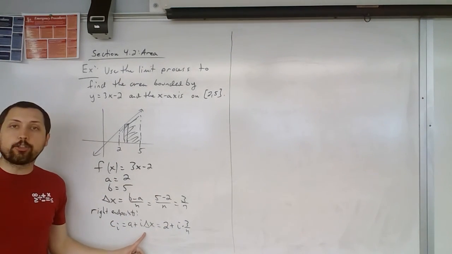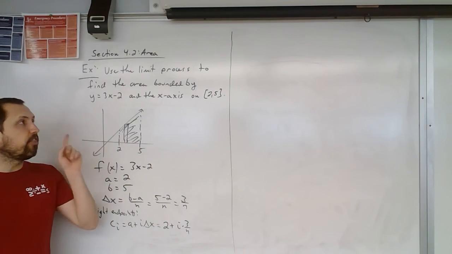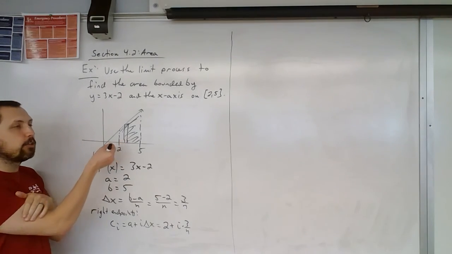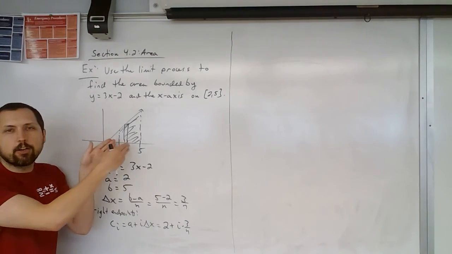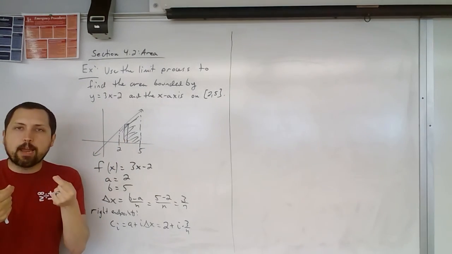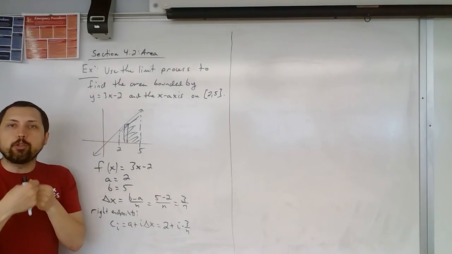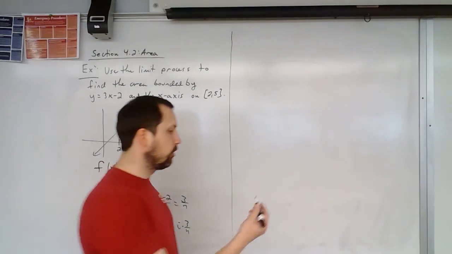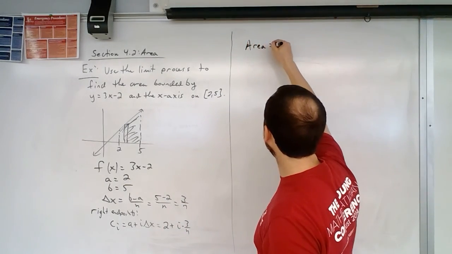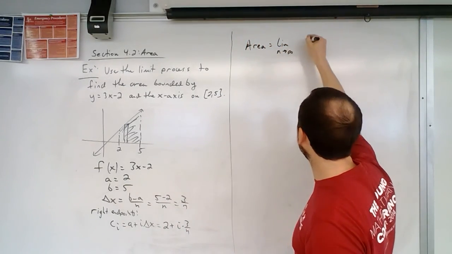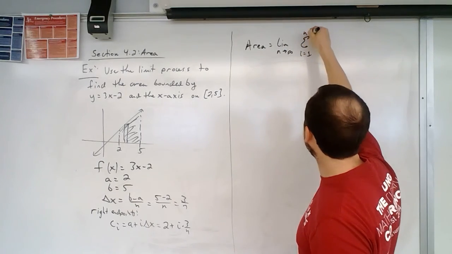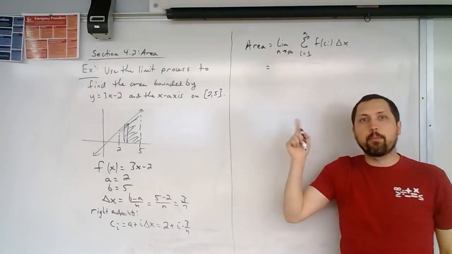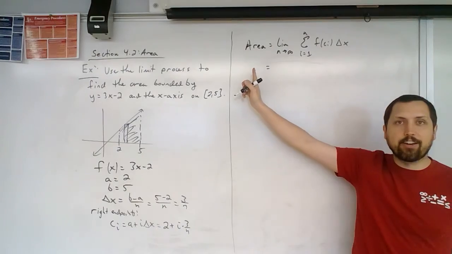As a note, you can choose left or right endpoints. Theoretically, nothing is going to change with this, because once our rectangles become infinitesimally small and there's an infinite number of them, the left and the right endpoint are basically the same value. So you choose the easier one, which I think is always the right endpoint. So if we look at our area formula now, our area is going to be the limit as n tends to infinity of the sum from i equals 1 to n of f of c sub i times delta x. This is the formula that we have for finding the exact area using a limit.